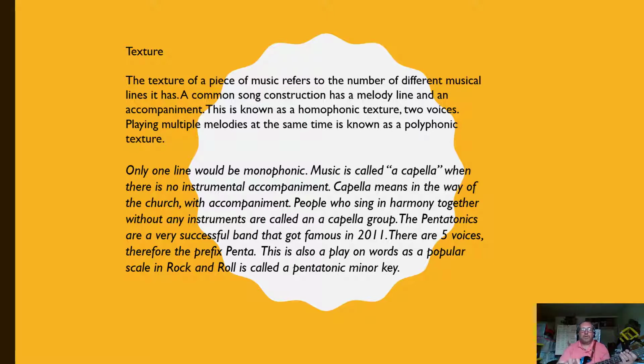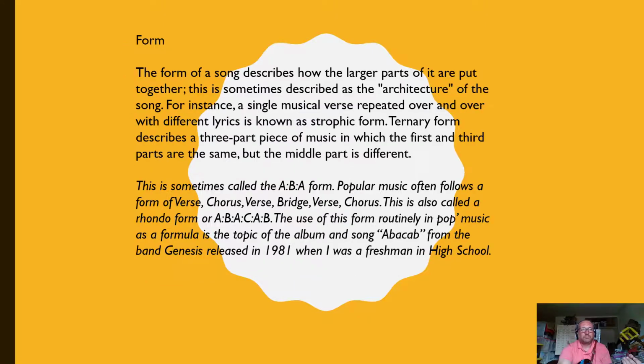Now, only one person or one voice would be considered monophonic, one voice. Music is called a cappella when there's no instrumental accompaniment at all. Cappella used to mean, or still does mean, in the way of a church, which means accompaniment. And people who sing in harmony together without any instruments are called an a cappella group. There's a really popular band called the Pentatonix from 2011. There's 5 voices, which is why they use the prefix penta. And it's also a cool play on words because it's a type of musical scale called the pentatonic scale that at some point we will get into.